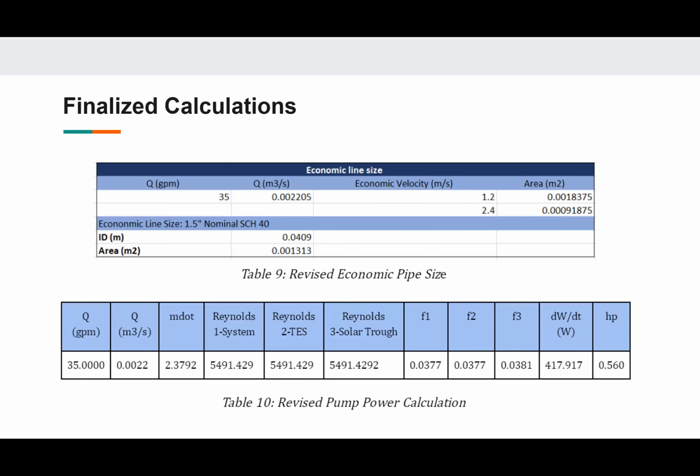So here we have finalized calculations. Table 9 is a revised calculation for economic pipe size at 35 gallons per minute. From those calculations, we conclude that the optimal pipe size is 1.5 nominal, schedule 40. At 35 gallons per minute, we have a pump power requirement of 0.56 horsepower. Same as before, we size up for margin's sake, so we look for pumps that are rated for 1 horsepower.